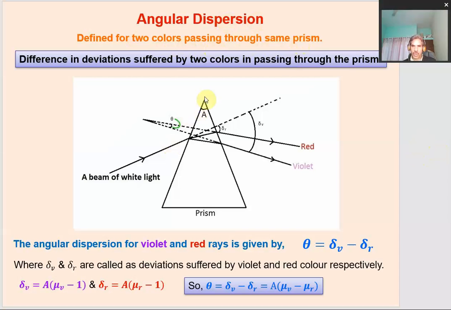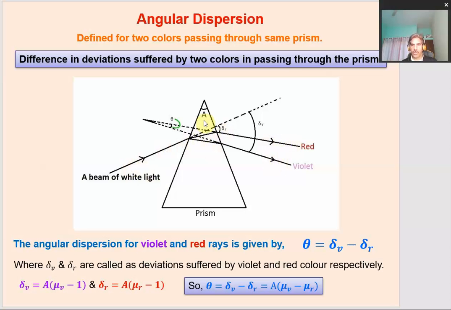This is a prism here, as you can see in this diagram, and we are using a beam of white light which is composed of violet and red color. Suppose that violet and red color are allowed through the prism, then they will suffer different deviation by different angles depending upon their wavelengths. The color of higher wavelength will suffer least deviation, and the color of least wavelength will suffer highest deviation.